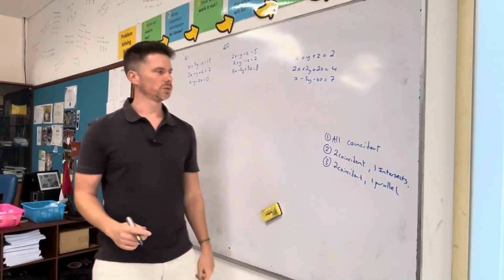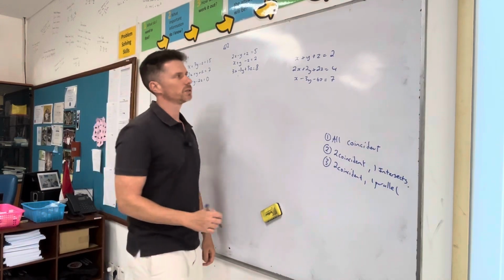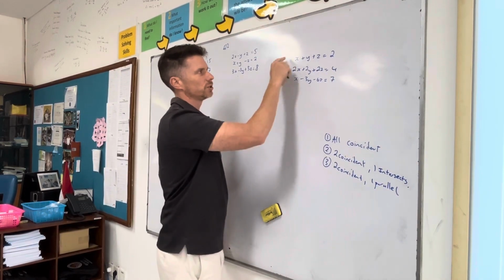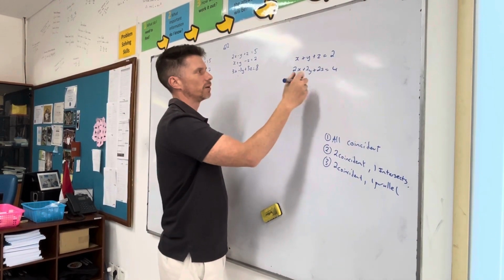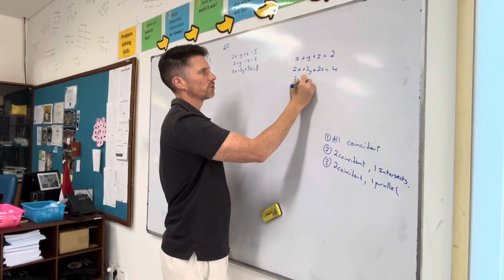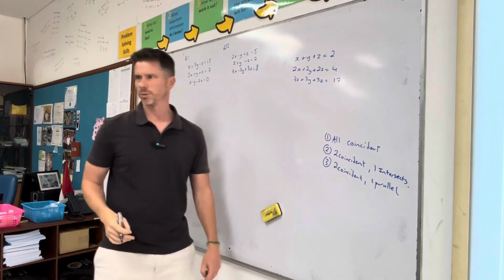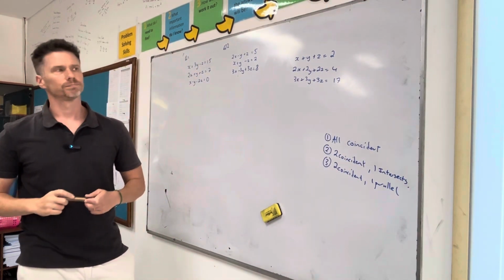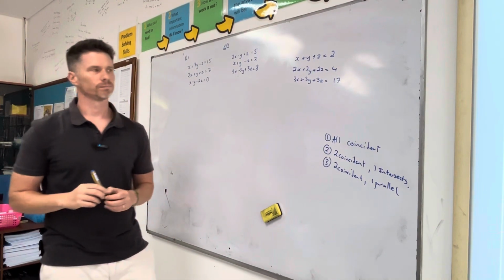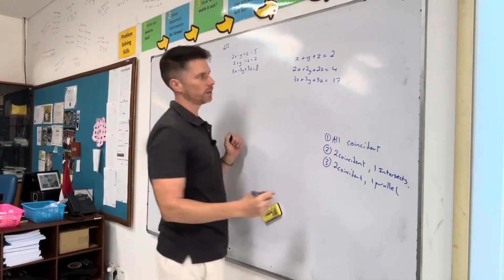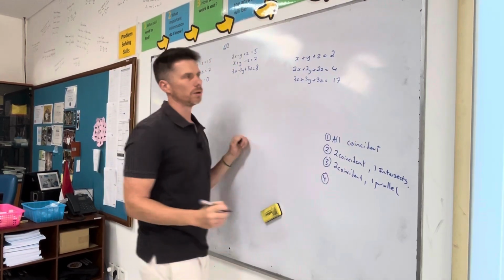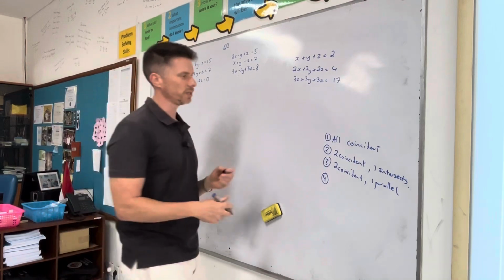So 2 coincident, one parallel. So these 2 are coincident. We need another one that's parallel: 3x plus 3y plus 3z, but it's not a scalar multiple. It's like when you have intersecting angles. Okay, next one. 2 parallel, 1 intersection.